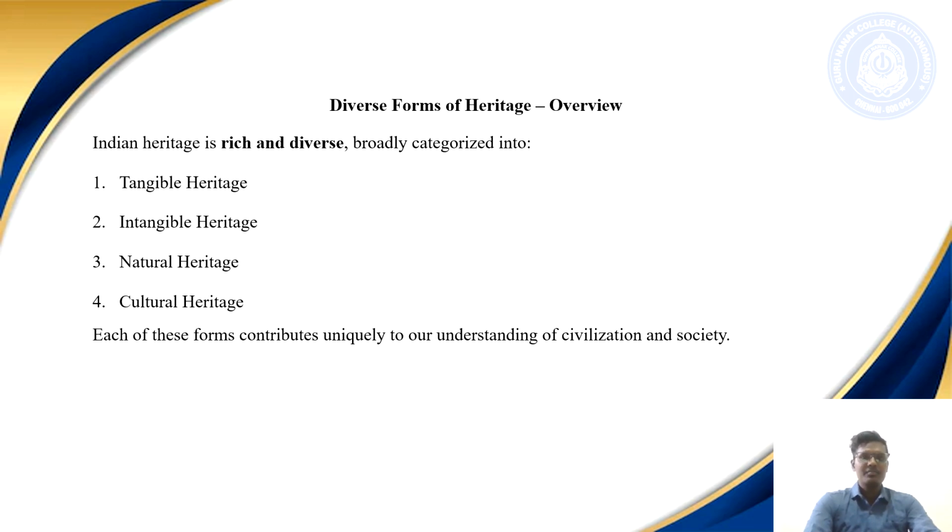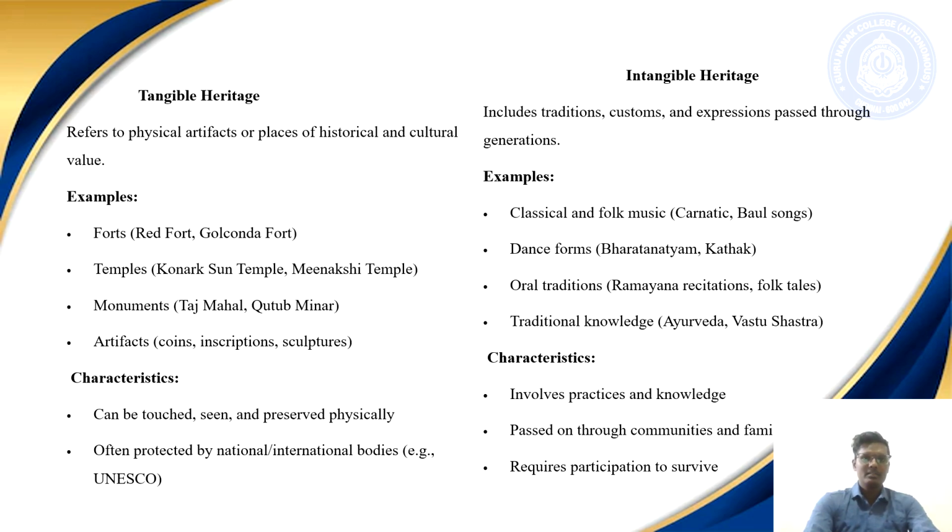Now let's see the diverse forms of heritage: tangible heritage, intangible heritage, natural heritage, and cultural heritage. And here are some examples of tangible, intangible heritage, and so on. Tangible heritage refers to physical artifacts or places of historical and cultural value. Intangible heritage, on the other hand, includes traditions, customs, and expressions passed through generations. There are a few examples of tangible heritage, like temples and monuments. Here, intangible involves classical and folk music, dance forms, and oral traditions.